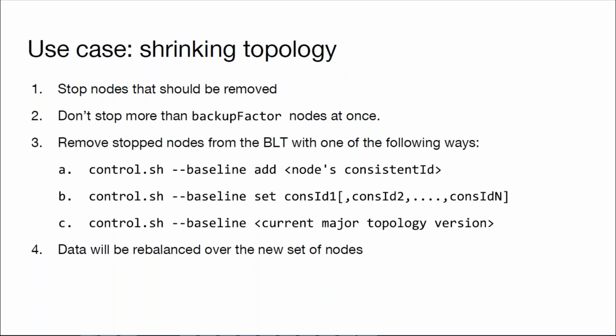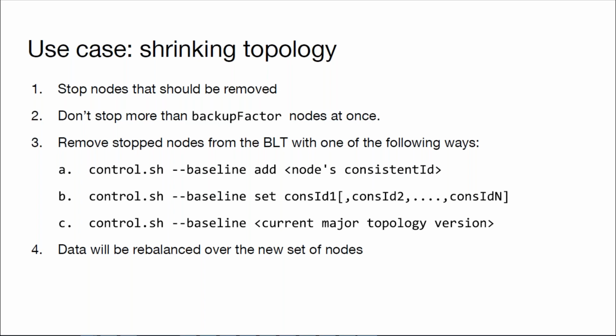If you want to shrink your topology, again, you have to stop the nodes that should be removed. But if you want to stop a large number of nodes, you should stop only backup factor nodes at once. If your backup factor is 3 and you stop 5 nodes at once, you may end up in a situation where you stop all nodes with a certain partition, and that partition will be lost.